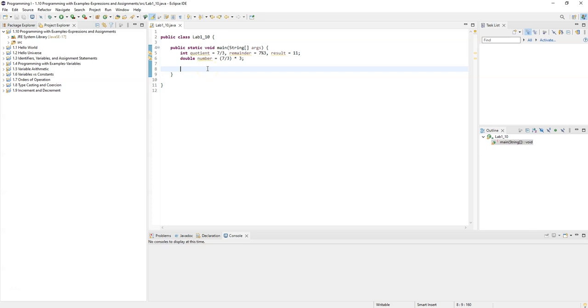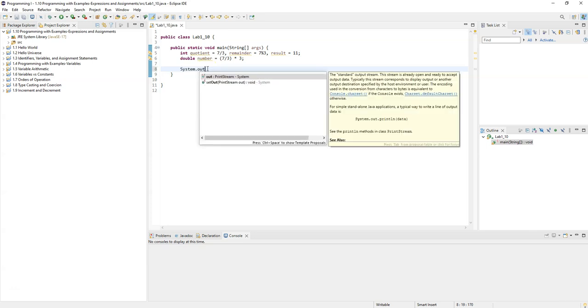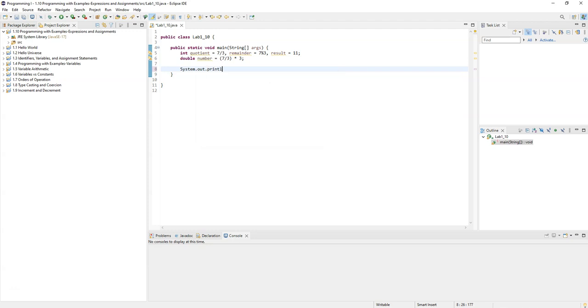And so let's first see what output we're going to expect to see from these various types here. For example, if I were to output quotient, what would we expect to see? Would we expect to see an integer value, a double value? What would be that value?